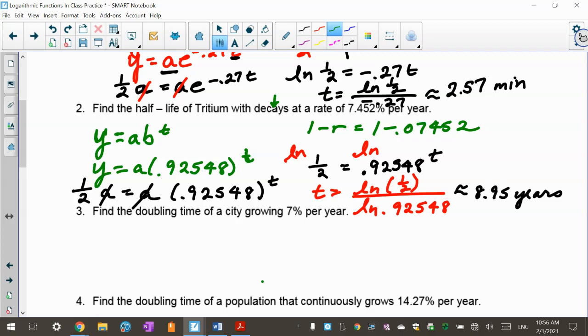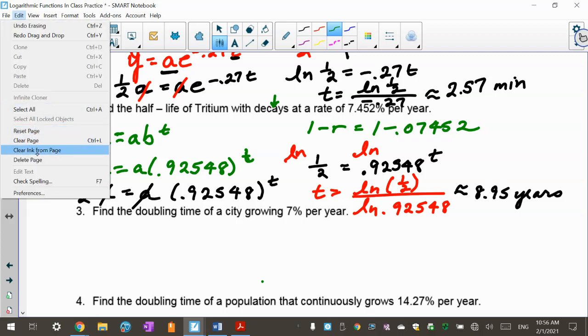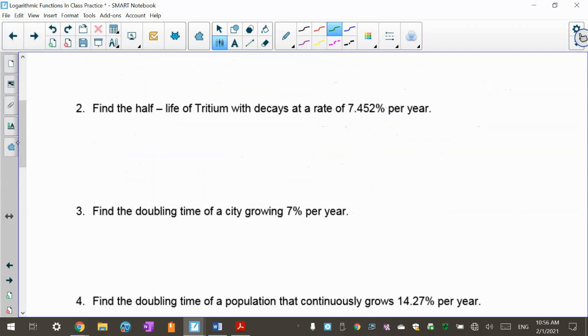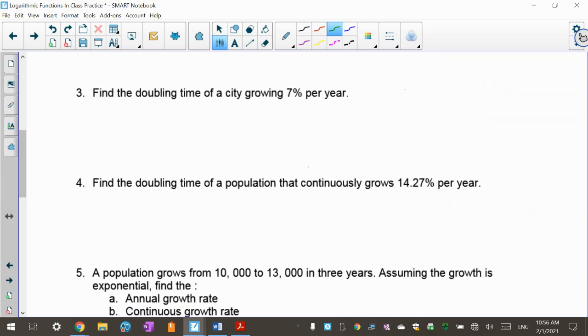Okay. So let me clear the ink from this page and do number 3. So when I do, it says find the doubling time. So doubling time is basically how long does it take for something to double. So this one I did not say continuous, which you could do it that way. So I'm going to do it as y equals a b to the t. You could do it continuous as well. And if it's doubling, it's growing, that's 0.07. So I know this is 1 plus 0.07 because it's 1 plus your rate. So I'm going to put 1.07 in for b.